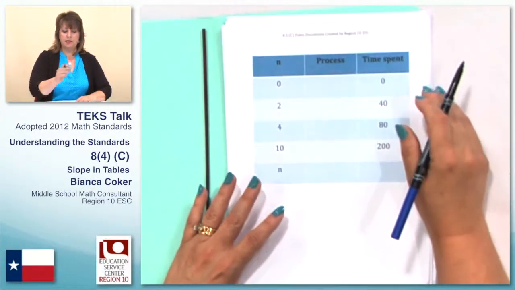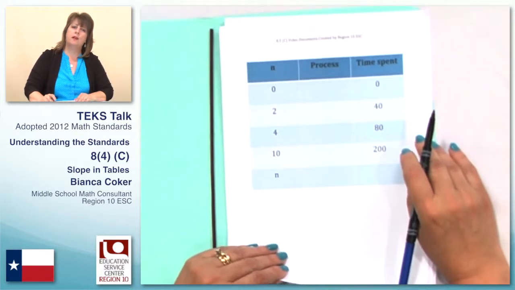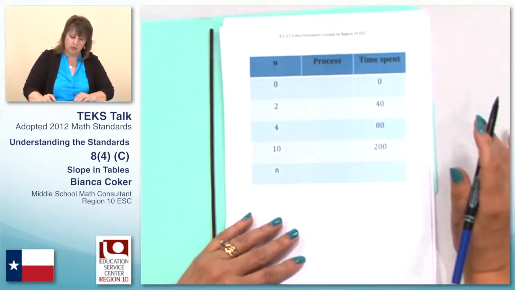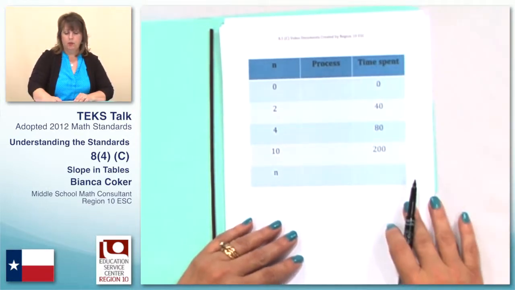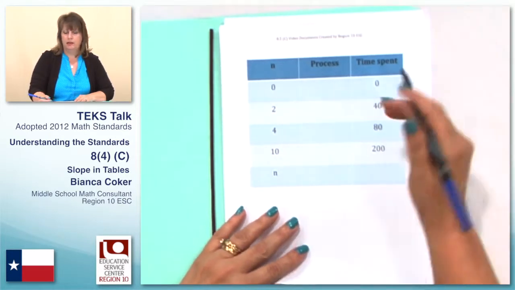So at this point, we're going to switch to a different view so you can see me working with tables and graphs and finding that unit rate or rate of change or slope. When we look at a table, a lot of times we actually refer to slope as the rate of change.